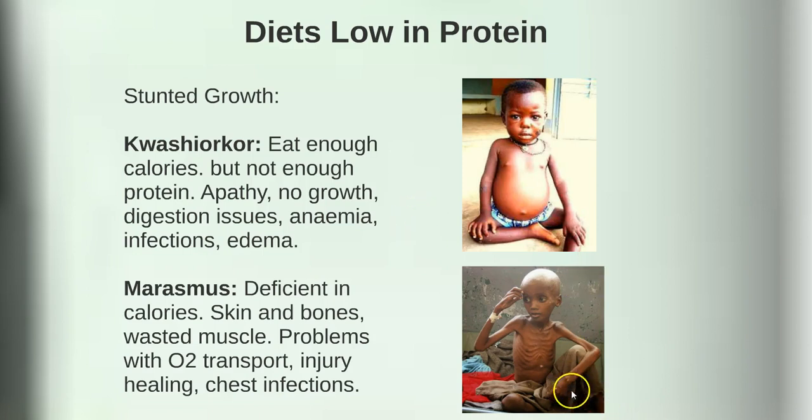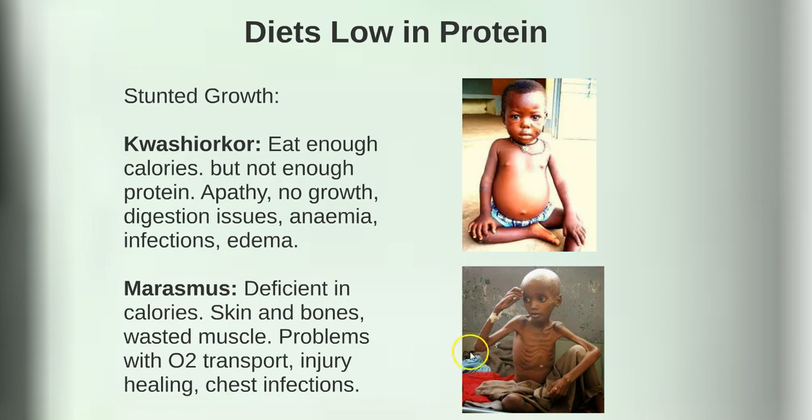Whereas in this one down here with marasmus, we have a deficiency in total calories. So this is where the absolute skin and bones comes in, where the body has utilized its own muscle tissue. Or in the case of a child, never really had a chance to produce muscle tissue in the form of muscle protein because of a lack of sufficient calories and, of course, a lack of protein.